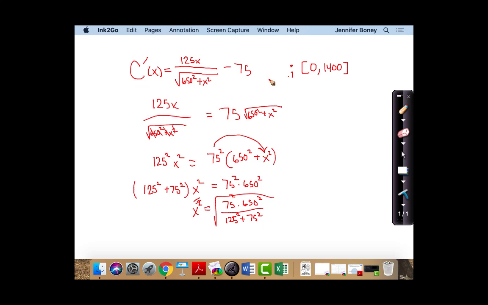And maybe you can see from this that when x is between 0 and 1400, this derivative is all going to be something positive, minus 75. If this part's big enough, it's going to be greater than 75, and it doesn't get big enough until x passes this number, which makes this first part greater than the 75 that's subtracted. Yeah?